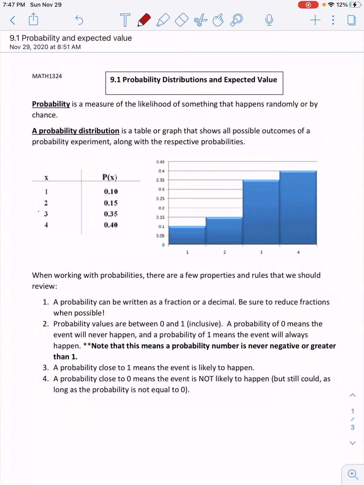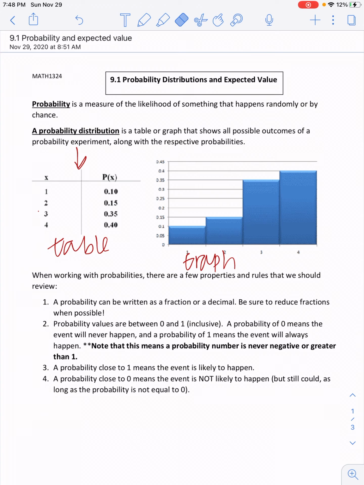So here we go. First, let's talk about what probability is. It is the measure of the likelihood of something that happens randomly or by chance. So like when people get pregnant, the probability that they have a boy is 50% and a girl is 50%, right? That's the probability that that's going to happen. And then a probability distribution is either a table, this is the table, or a graph. So these are the two representations of a probability distribution that shows all the possible outcomes of a probability experiment along with their respective probabilities.